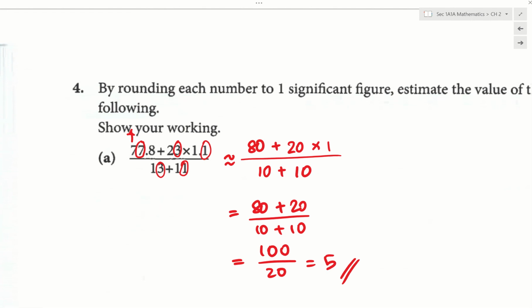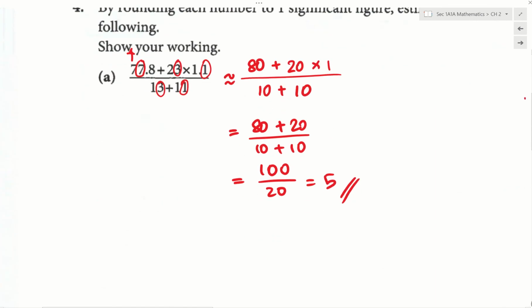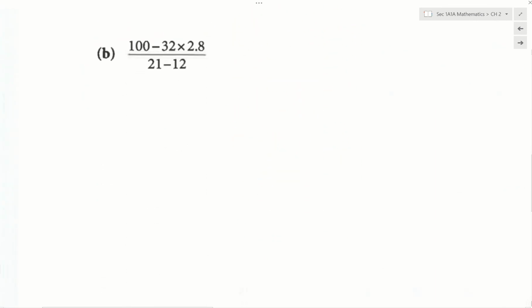Okay, now your turn. Try part B. Which part doesn't make sense? Why is it that your friends can do it but you cannot do it? We're all in the same class. You have the same teacher. Cannot say that one. You cannot say you have no brain.